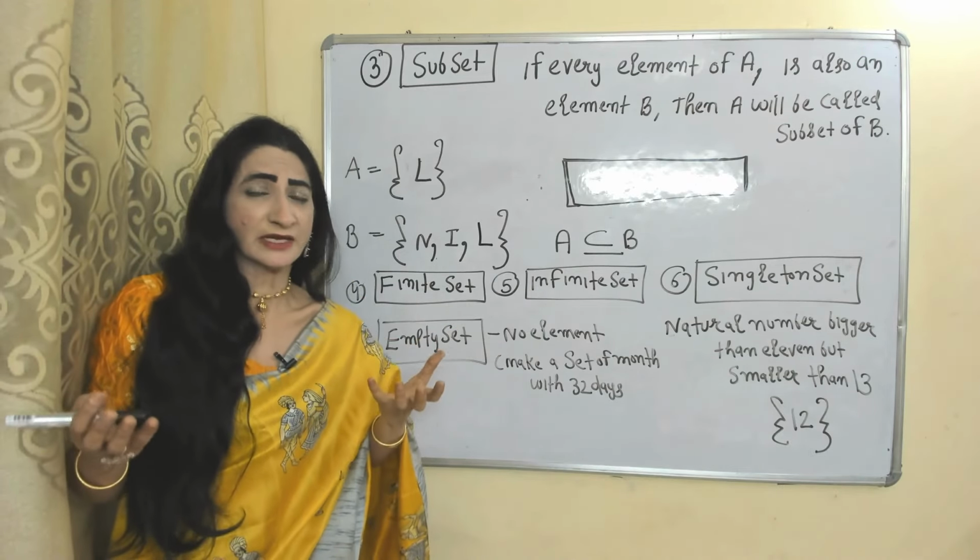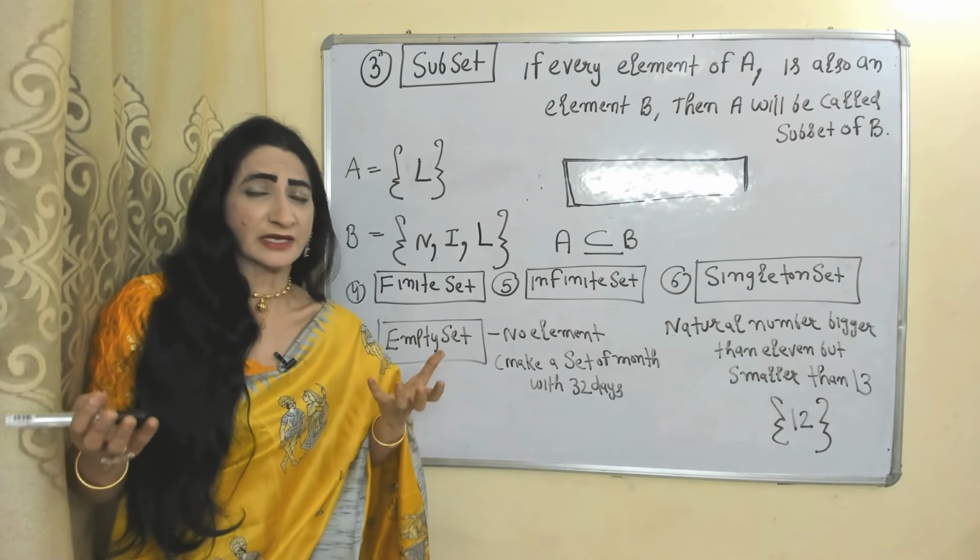Subset. If every element of A is also an element of B, then A is called a subset of B. For example, as we know, luxurious goods are part of consumer goods. This set belongs to luxurious goods and this set belongs to consumer goods. So luxurious goods are part of consumer goods. We can say that A is a subset of B because every element of A is also an element of B. We can represent a subset by this symbol.